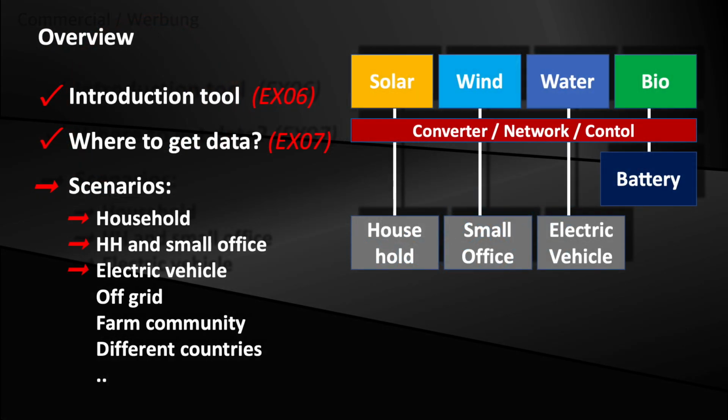From the episode EX06, we understand the principle, the logic, the inputs and the outputs of the tool. In episode EX07, I explained how to get the resources data for solar and wind energy from free sources. And there is a number of interesting examples waiting, which I will cover in several episodes. In this episode, I will demonstrate step by step a typical household with a small office and an electric vehicle, because we are all so curious about that.